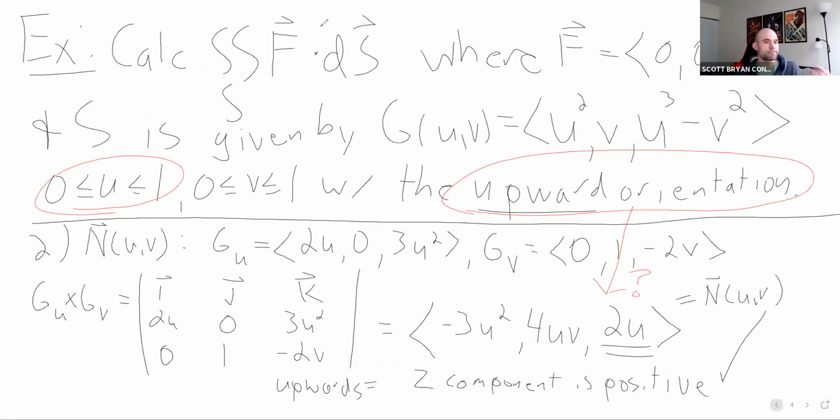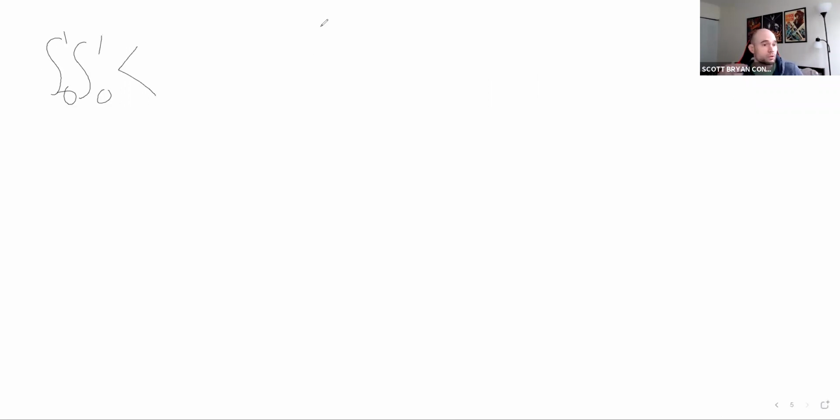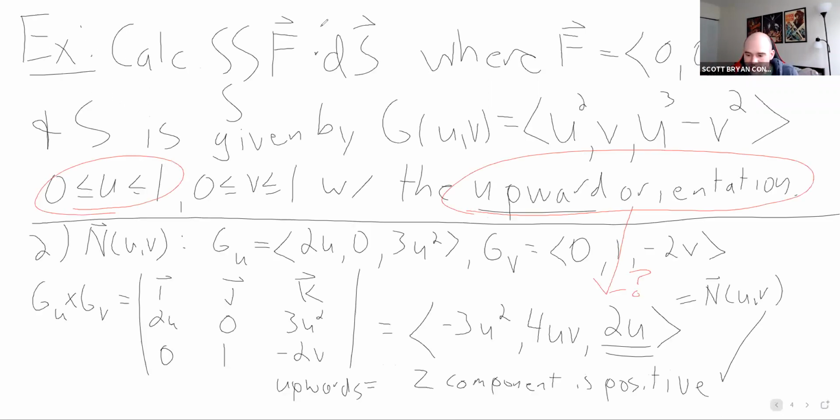So we integrate over D, where u and v live. Well, u goes from 0 to 1, and v goes from 0 to 1. Our F is 0, 0, x, but we need to replace x, y, and z with their parameterizations. And x in this case was u squared. So we get 0, 0, u squared. That's our vector field, where we replace x, y, and z with the parameterizations.